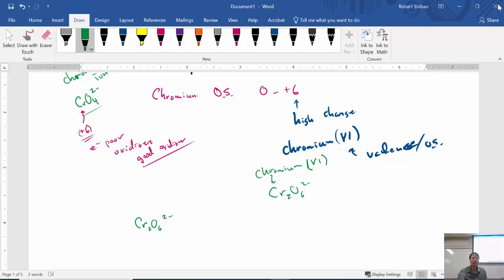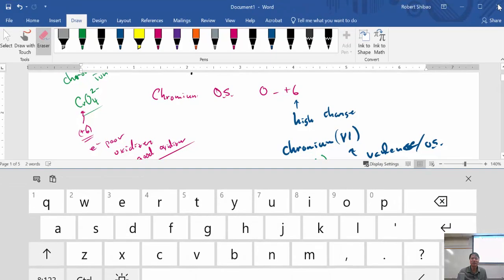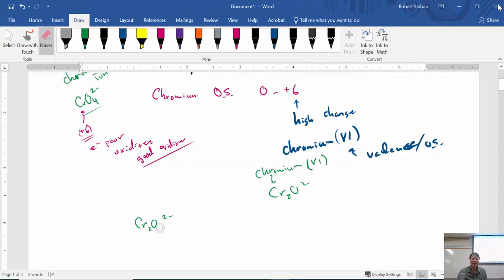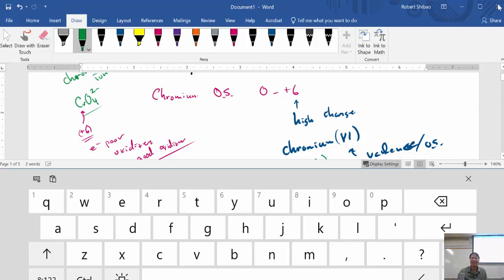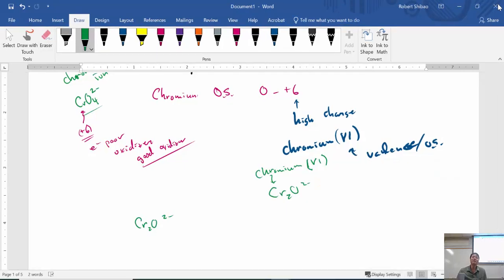oh, dichromate, I screwed up too. I don't know. This is the time changes. Fortunately, dichromate is not Cr2O6, it's not Cr2O8. What is it? Cr2O7.